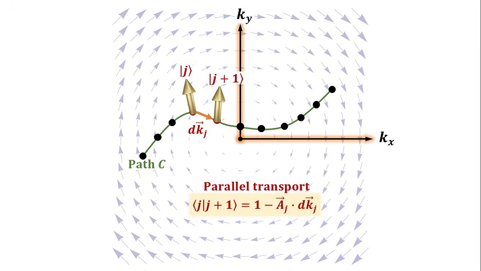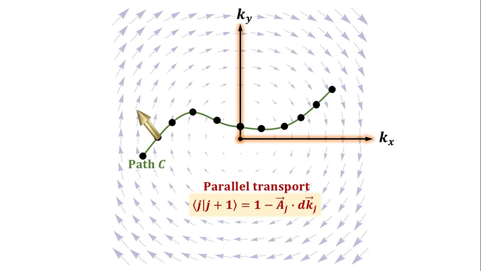If we represent the wave function as vectors, then the vectors going from j to j plus 1 will rotate, and that rotation is governed by the parallel transport equation, as dictated by the Berry connection A and the path direction. As the eigenstate evolves along the path in parameter space, it effectively rotates by picking up a local phase determined entirely by the Berry connection.